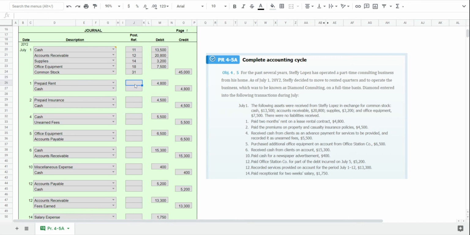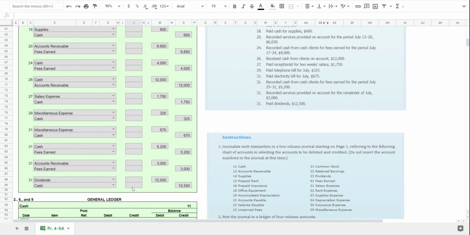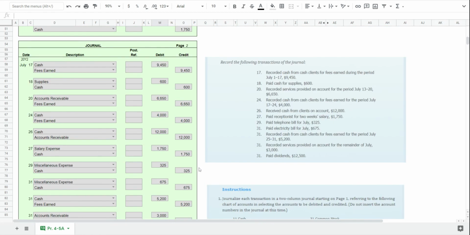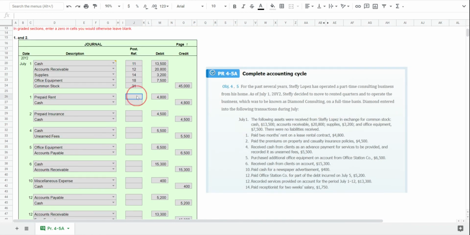Let's do one more together, and we'll journalize this second transaction from July 1st. Excuse me, we've already journalized it. We're going to post this to the general ledger. So we can see prepaid rent was a debit of $4,800. So we come down to prepaid rent. It is from journal page one. It's a debit of $4,800. And we update the balance. This went to account 15. So I come back up to my journal and enter, where did it go? We posted it to account 15.